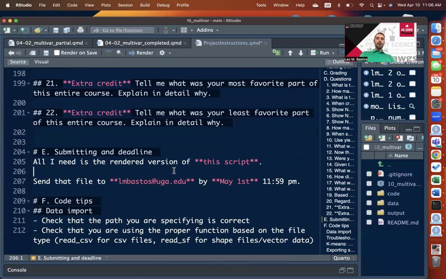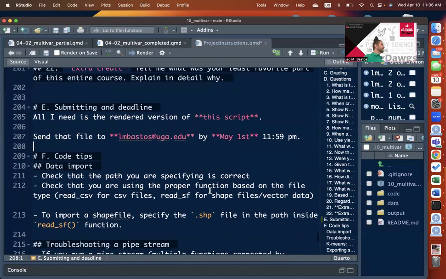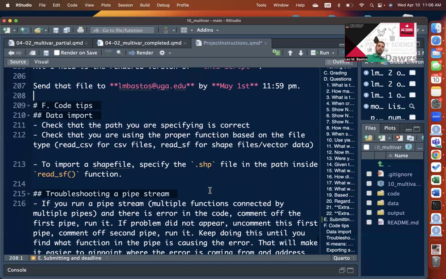All right, so again, all I need from you is this script here. Once you have it done, your deadline to submit to me is May 1st, 11:59 p.m. You can submit earlier if you wish, but that is the final deadline. And I have some code tips here as well, just overall.